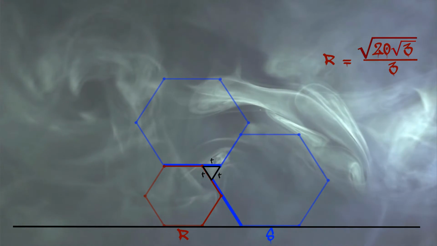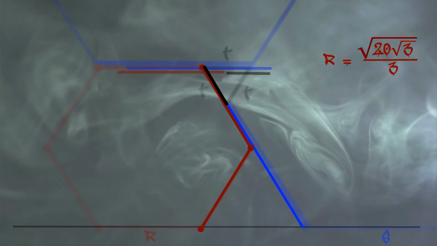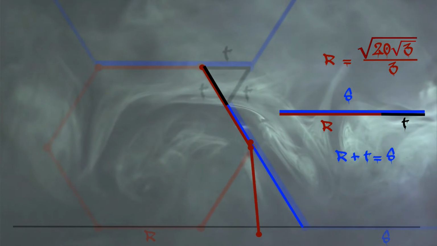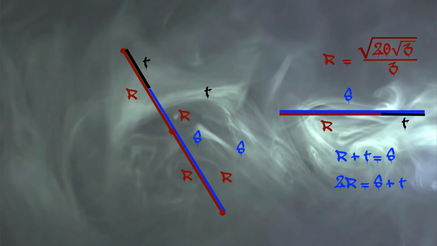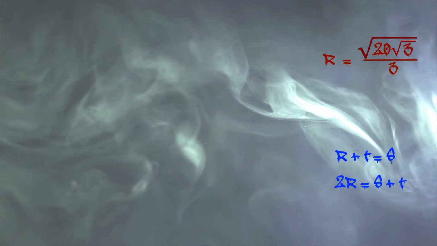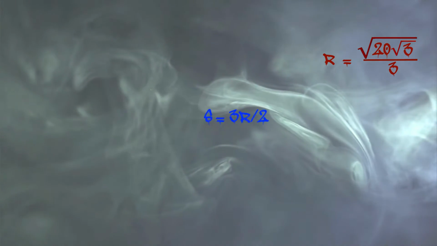We can now solve for s, the length of a side of a blue hexagon, by focusing on 2 specific blue sides, which coincide nicely with red sides. If we focus on these horizontal lines, we see that r plus t equals s. And if we rotate this red edge about this vertex, the diagonal lines imply that 2r equals s plus t. So we have 2 equations, and since we already have a value for r, there are only 2 unknowns, s and t, so we can solve for s, the length of a side of the blue hexagon.